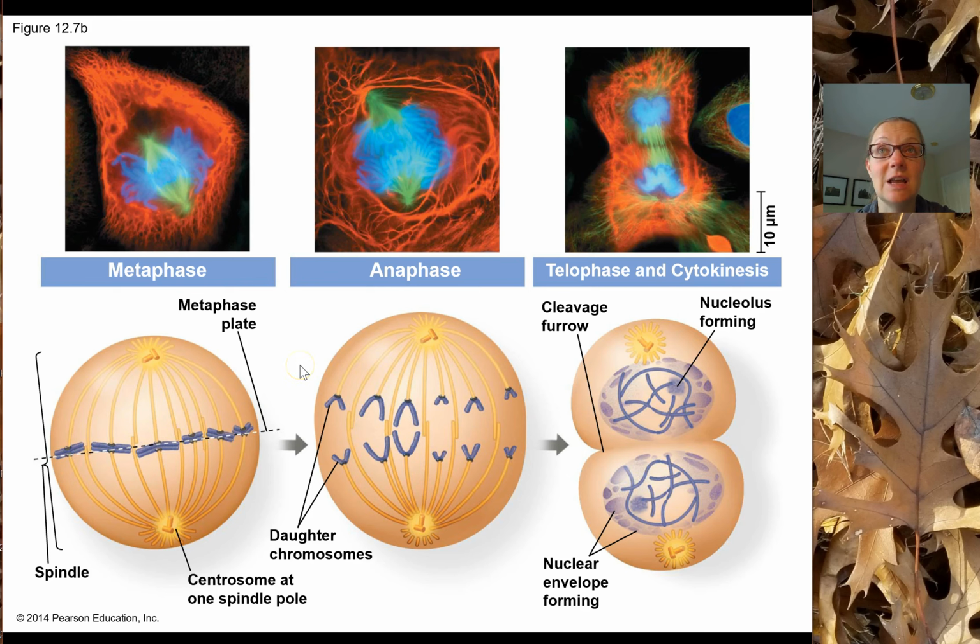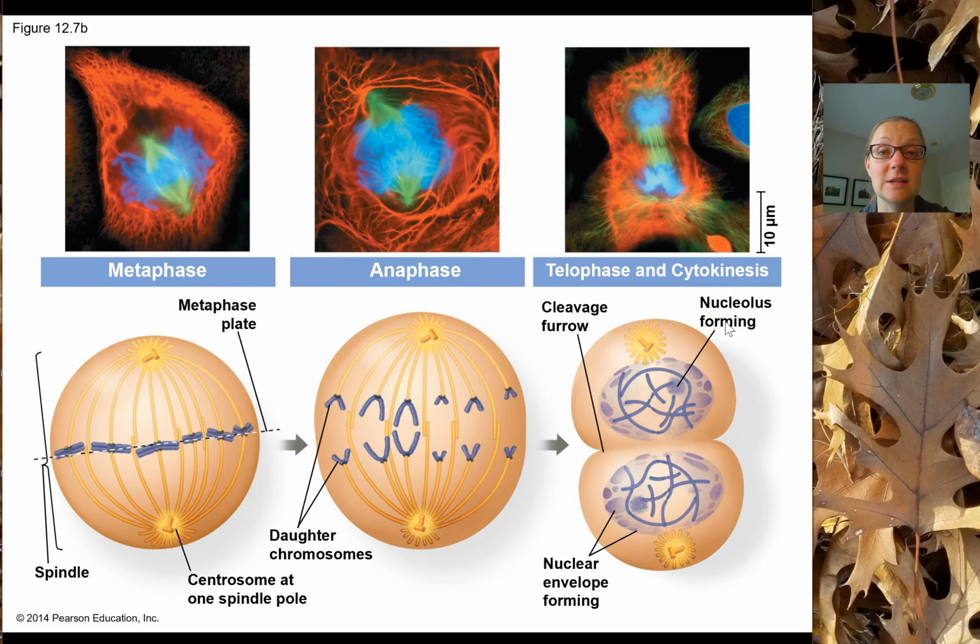So in anaphase, think A, anaphase, A apart. This is where the cell will actually pull apart the 2 sister chromatids of a duplicated chromosome. Remember that as soon as we pull apart those chromatids, we call them now chromosomes. And so for a very brief period of time here in anaphase, all of a sudden the cell finds itself with double the number of chromosomes. Once the chromosomes are pulled apart and moved to opposite poles of the cell, we enter telophase.